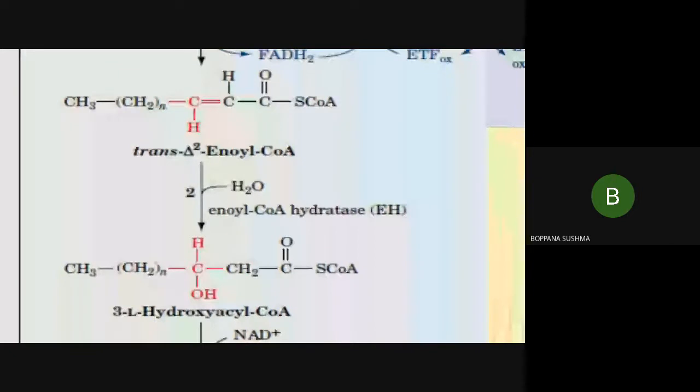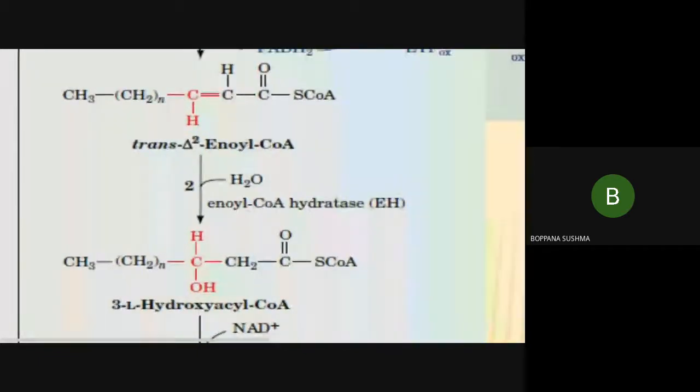Understood? So hydrogen is added to the first carbon. The second carbon, the red-marked carbon, what is added to it? An OH group is added. Where is the OH group added? To the second carbon, that means the beta carbon atom. The OH group is added to the second carbon, the red carbon, that is the second carbon atom. So where is the OH group added? At the second position.